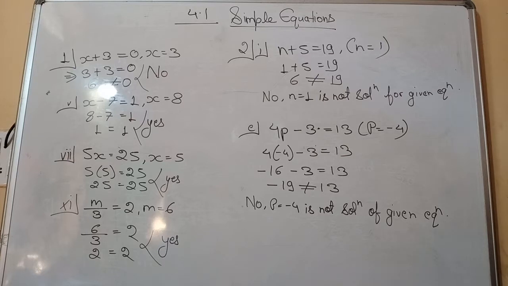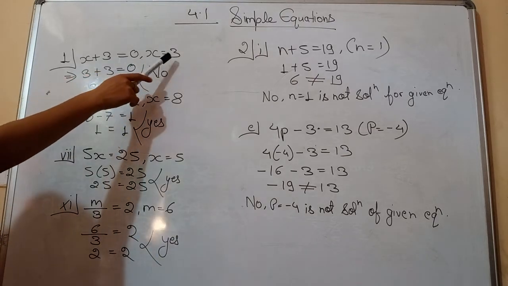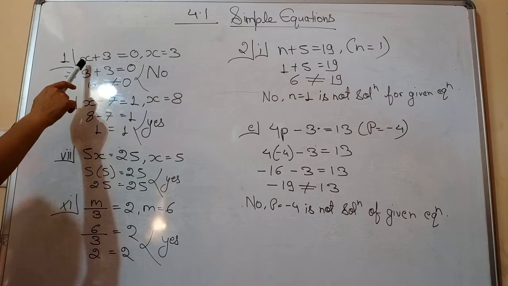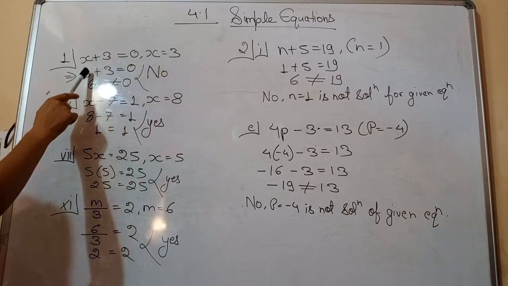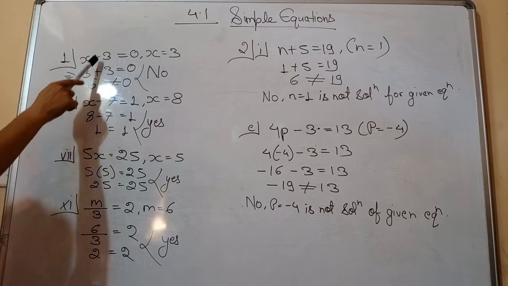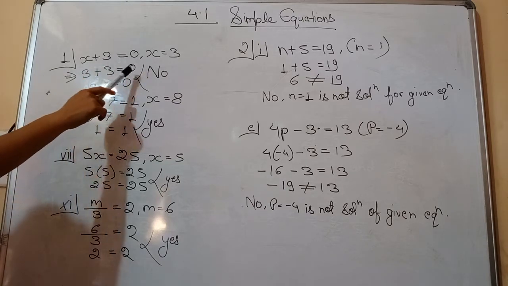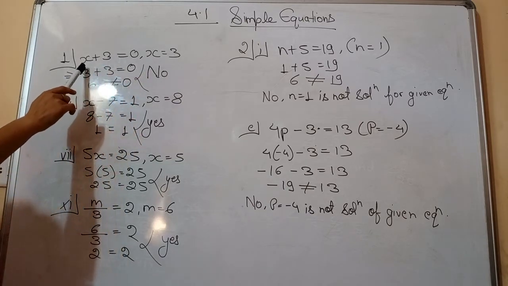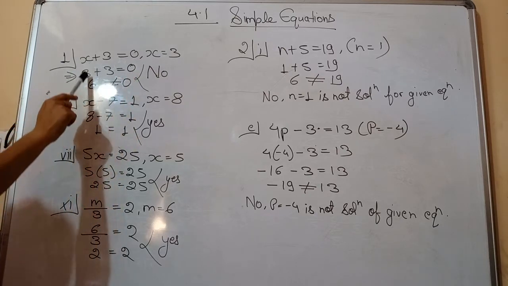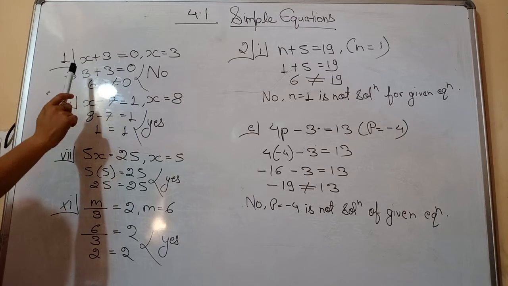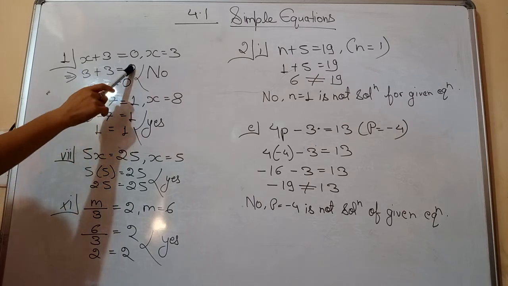So see, first question, first option, x plus 3 equal to 0 and the value of x is given as 3. So what we have to do in this equation, in place of x we have to place 3. In place of x I have placed 3 and the next equation as it is. After placing the value of this variable, we have to write all the equation as it is. So 3 plus 3 equal to 0. 3 plus 3 how much? 6. And here it is 0.